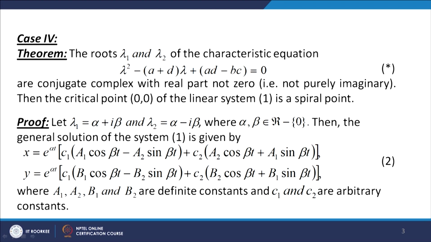Then the general solution of the linear system 1 is given by x equal to e to power alpha t times c1 times a1 cos beta t minus a2 sin beta t plus c2 times a2 cos beta t plus a1 sin beta t, and y equal to e to power alpha t times c1 times b1 cos beta t minus b2 sin beta t plus c2 times b2 cos beta t plus b1 sin beta t, where a1, a2, b1, b2 are definite constants, and c1, c2 are arbitrary constants.